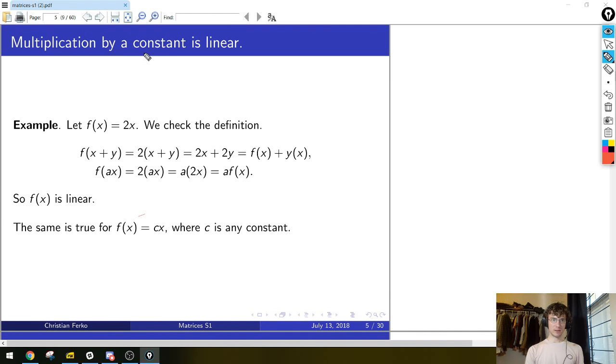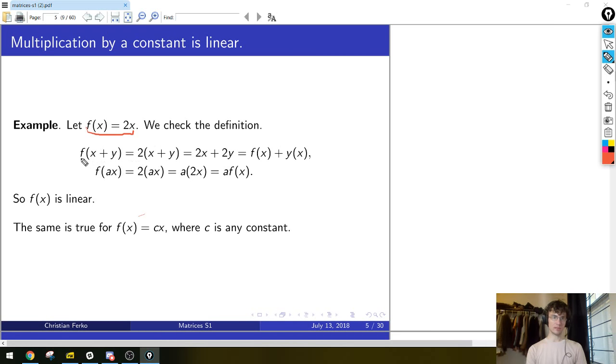So we consider a function which multiplies the input by a constant. So f of x equals 2 times x. It takes any input and doubles it. So I'm going to prove, or I have proven, that this function is linear, and to prove that we just have to check those two things in the definition.